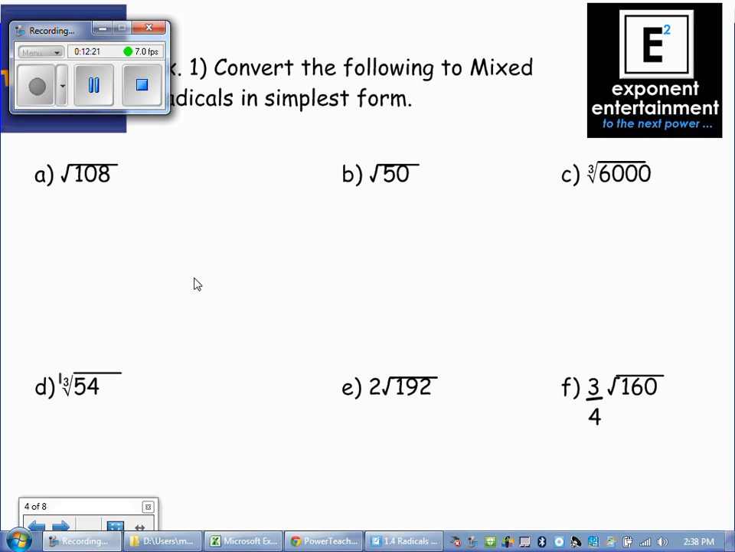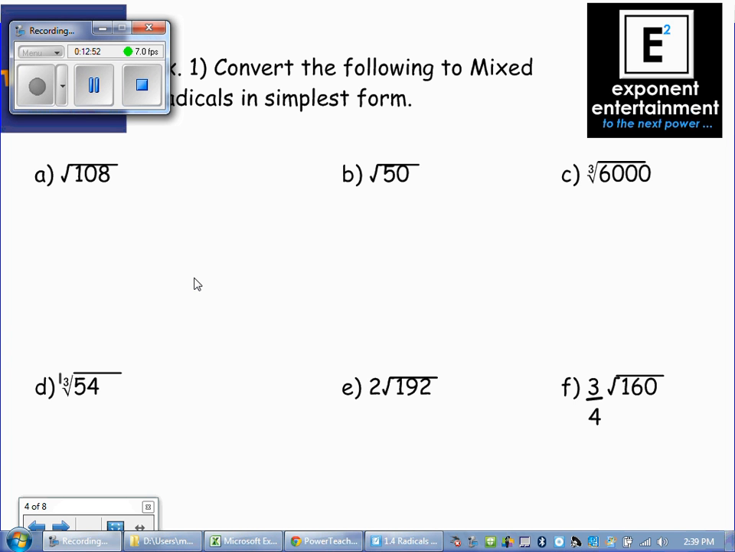E. What's the difference with E compared to the other ones? It's got a number. What do we call a number, guys? Coefficient. The important thing about this is to not forget that you have a coefficient. They have a tendency to disappear as you guys are working. So we need to carry that coefficient as far as possible. How do we break up that radicand? We want to get that 192 to be smaller. How do we do that?